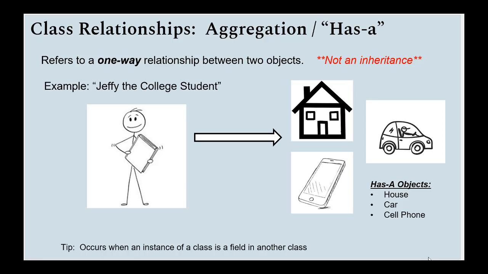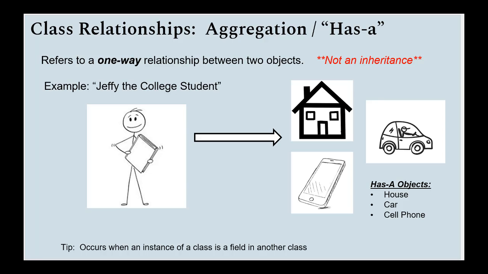Aggregation is a term which is used to refer to one-way relationships between two objects. For example, a student, Jeffrey the college student, can reference an object house, object car, or object cell phone in a student loan application with the federal government.